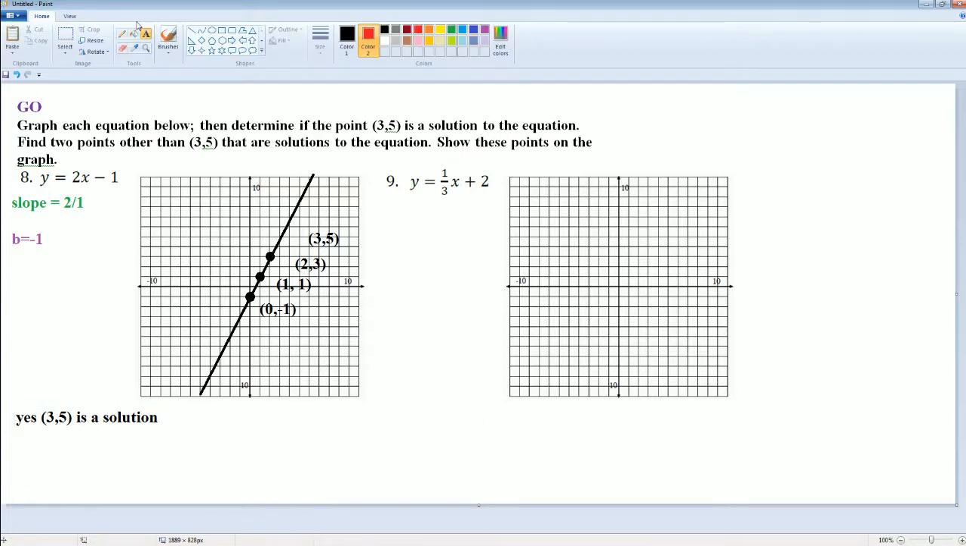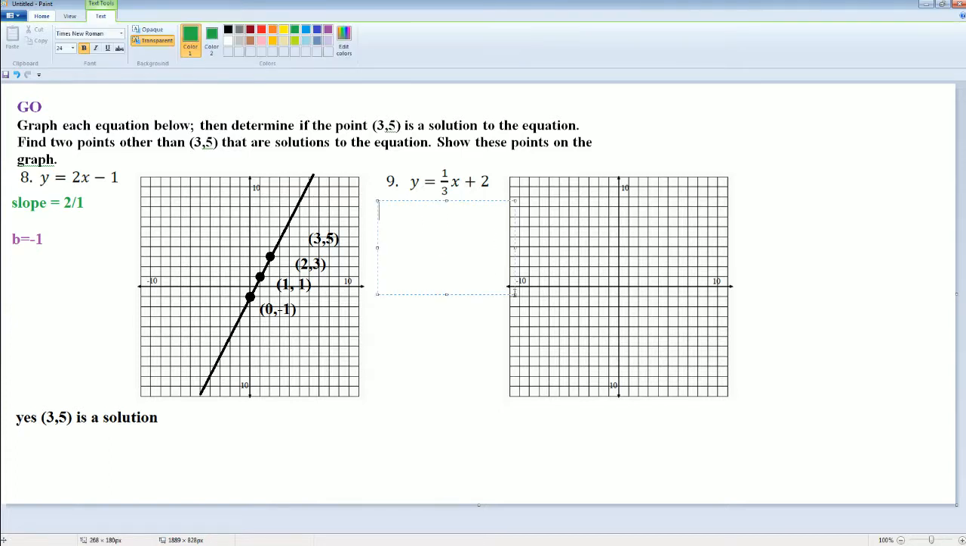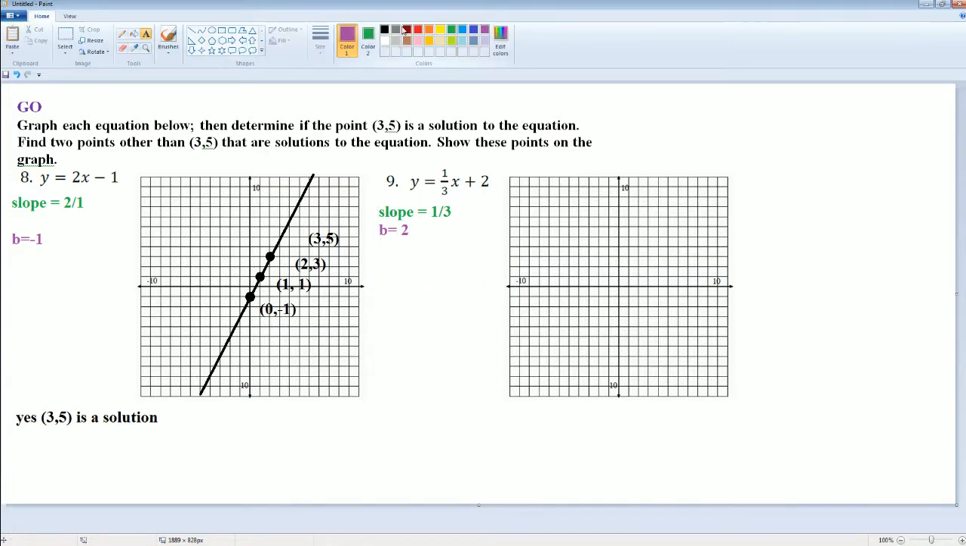Okay, let's do this one. So the slope here is equal to 1 over 3, and the y-intercept is 2. So, where's 2? 1, 2. It looks like we're going up 1, across 3. Up 1, across 3. 1, 2, 3. Good. Connect the lines.